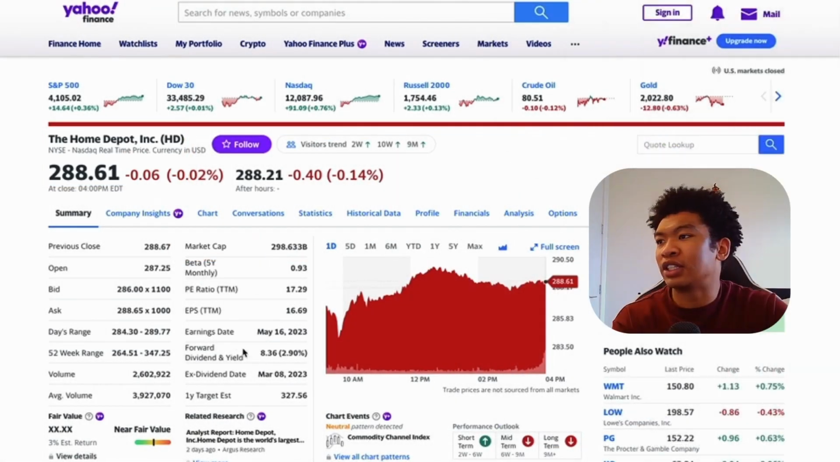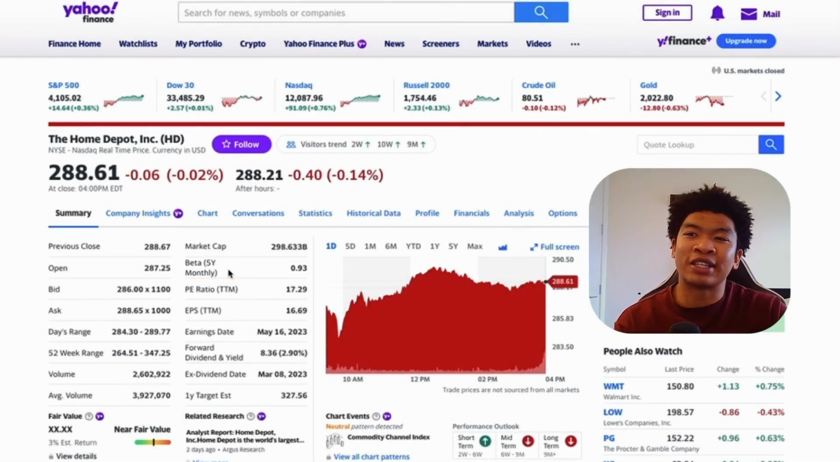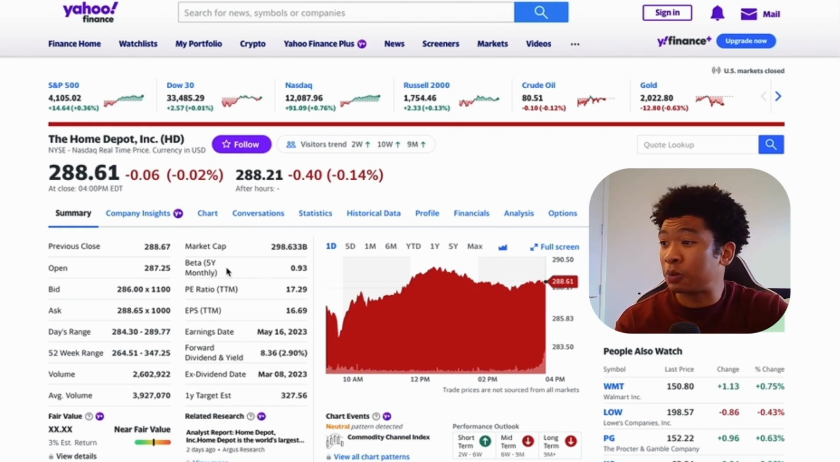Now, moving down to this next row here, we have the beta of the stock. And this is actually a pretty advanced metric, so don't worry about this too much. But in case you're curious, this represents the volatility of the stock relative to the average stock in the market. So if a stock's beta is above 1, then it means that the stock price fluctuates more than the average stock. We see here that Home Depot's beta is a little bit less than 1, which means that the price fluctuates less than the average stock. Again, this metric is pretty advanced, so don't worry about it. It's not that important for long-term buy and hold investing.